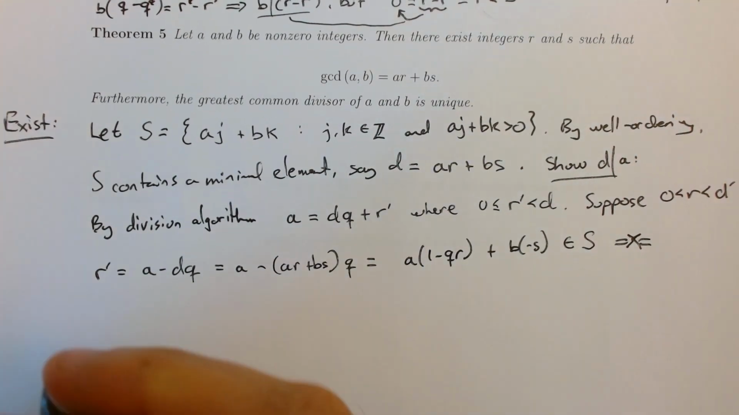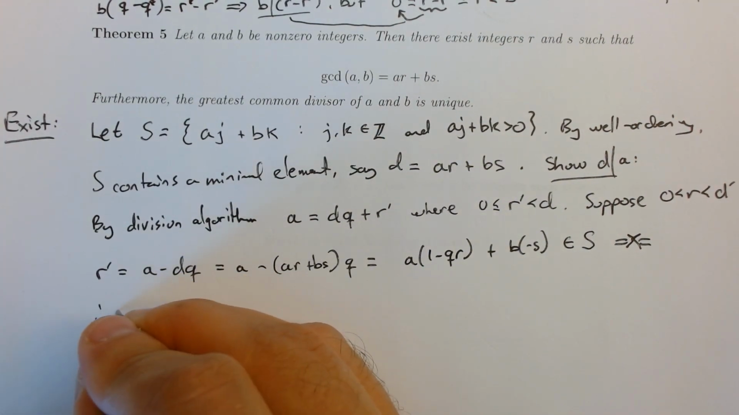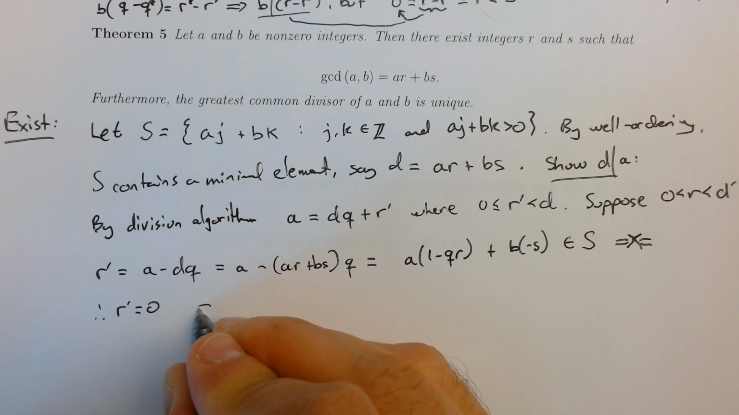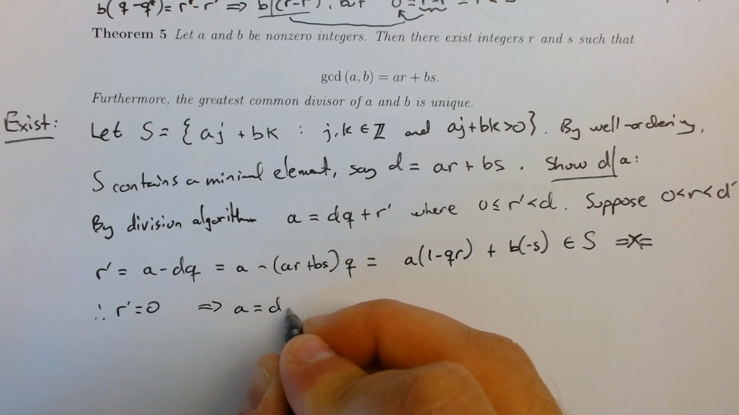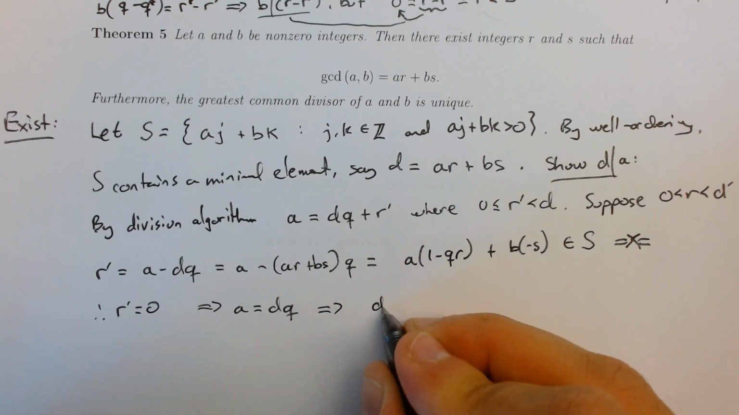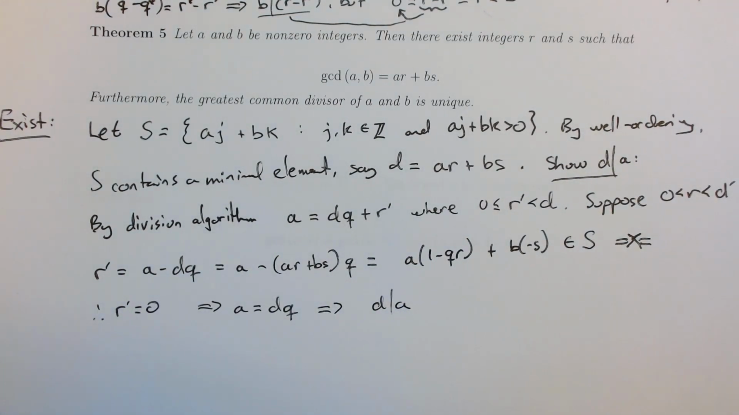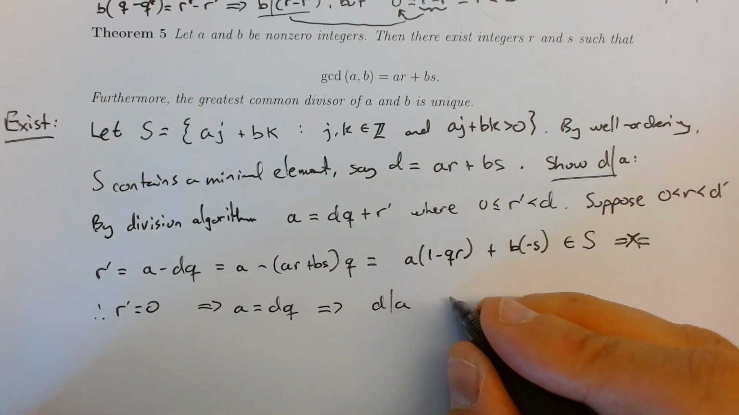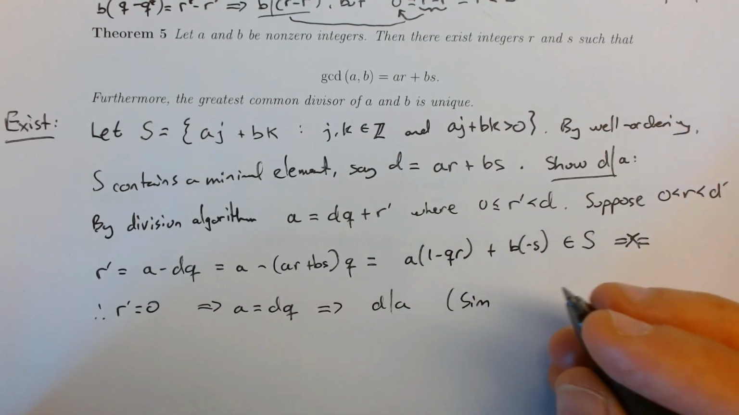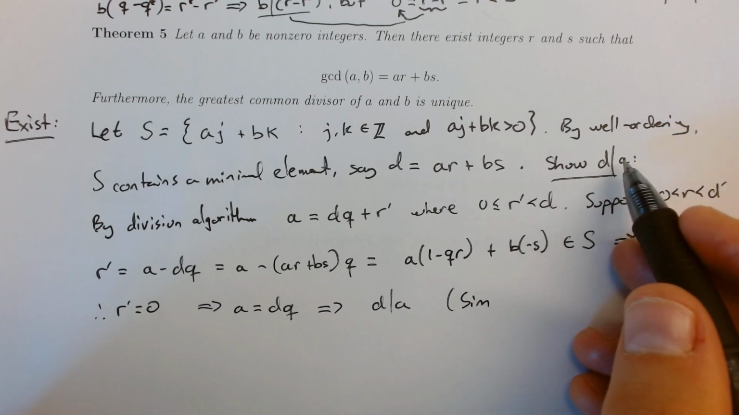So that means R prime is 0. Therefore, R prime is 0, which, plugging that in here, gives you that A is D times Q, but that shows what we wanted to, that D actually divides A. And you get a similar argument for dividing B. You can go through the same argument here, just change the A to B.